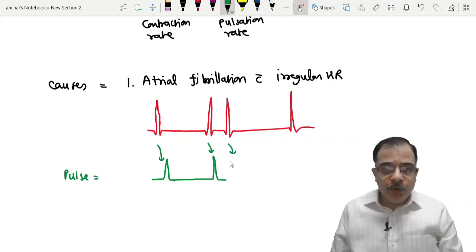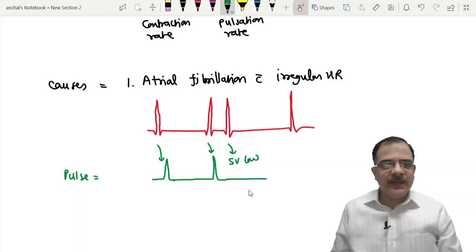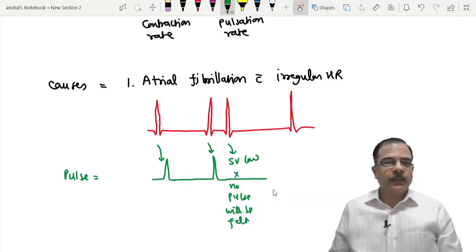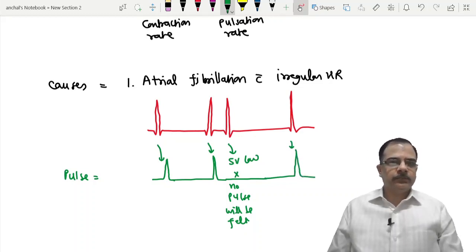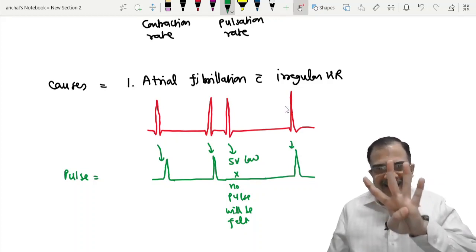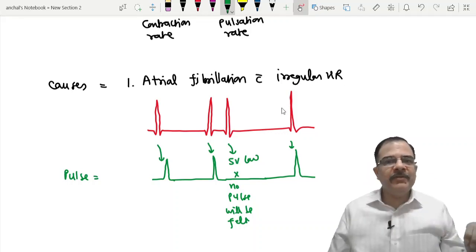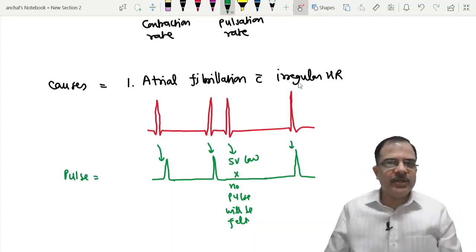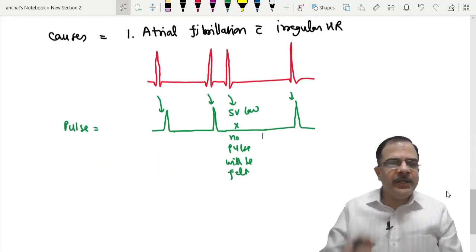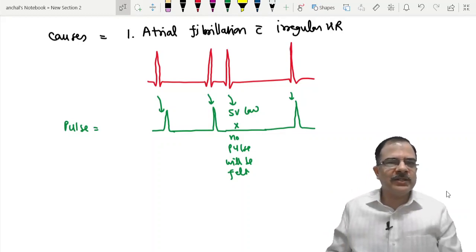So here the stroke volume is very low, so low that the pulse will not be felt. During this time, no pulse will be felt. It does not translate into the pulse because it gets very less time for blood filling. Now, for the next one, there will be adequate time for blood filling, and the pulse will be there. So you can see during this time period, four times the ventricle has contracted, but only three pulses are felt in the periphery. This is the meaning of pulse deficiency seen in atrial fibrillation with irregular heart rate. So this occurs occasionally, in between some ventricle contractions do not translate into the pulse.